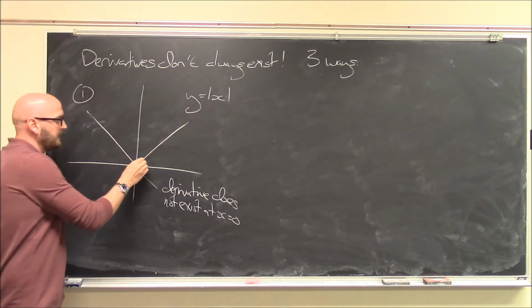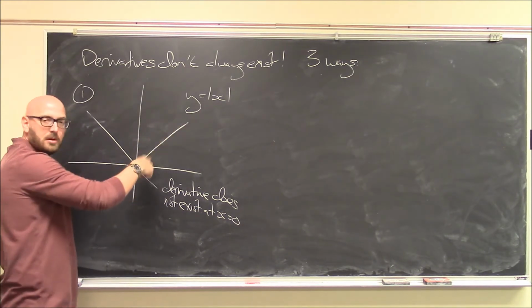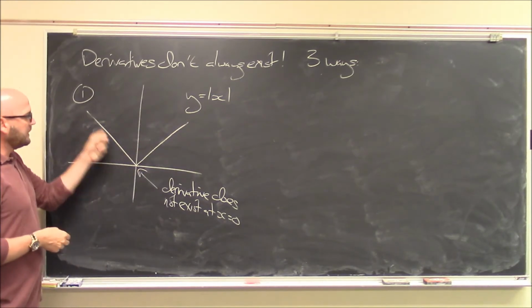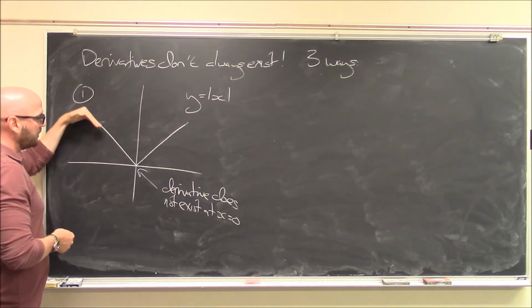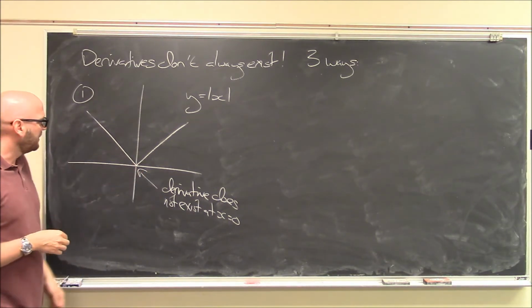Right, why not? Well, if I came into any of these positive values of x, you'd easily be able to tell me the slope. The slope is actually exactly equal to 1, right? And for negative values of x, you'd be able to look at this and say the slope is negative 1. But what about right here, at this corner? Right, what happens at the corner?